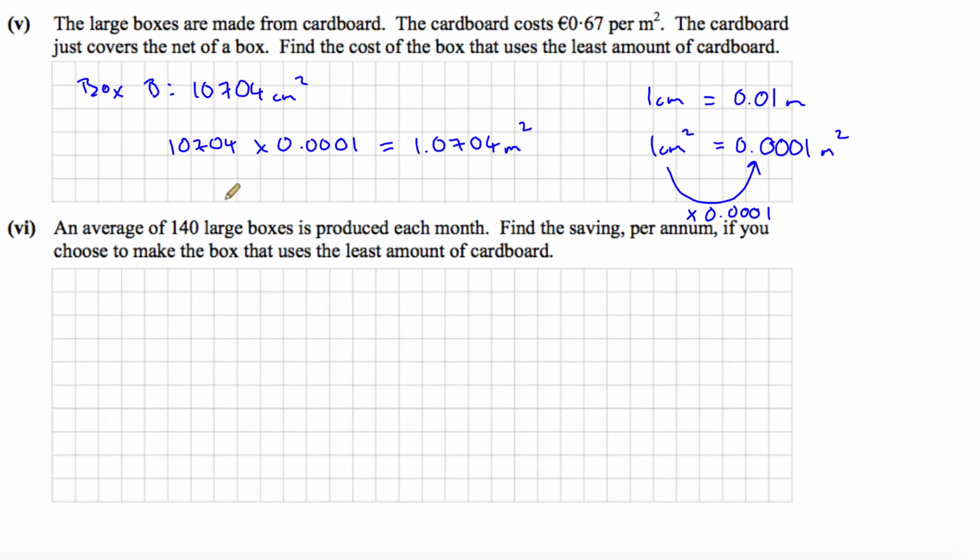per meter squared. So to find the cost now, we're going to multiply that by the cost per meter squared. So when we do this in our calculator, we get 0.717168. Now, this is money. It's asking for the cost. So if this is money, we're going to round this. This is in euro, because it's euro per meter squared. So we're going to round this then to the nearest cent.